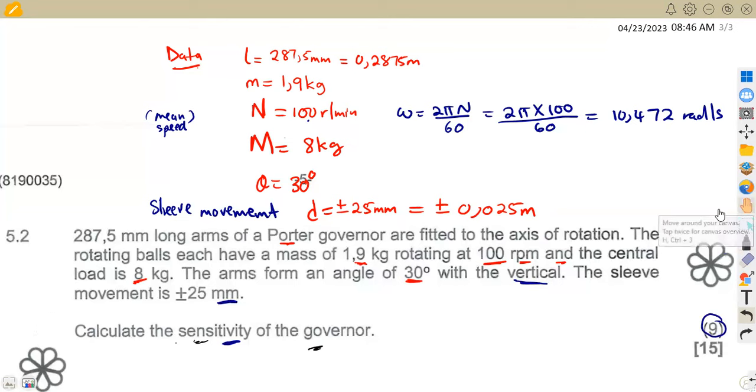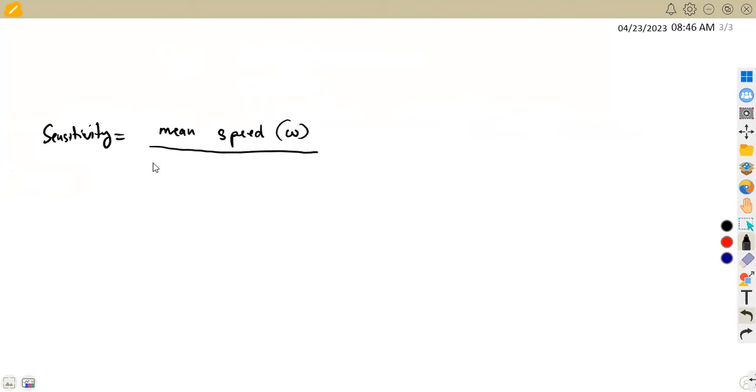I'm going to write the formula that you need if you're dealing with sensitivity for governors. The sensitivity is equivalent to the mean speed, which is omega, over the higher speed minus the lower speed. Everything is in rad per second. Usually the lower speed is at H2 when you are dealing with the second height, and the higher speed is when you're dealing with the first height. I'm going to explain that later on.